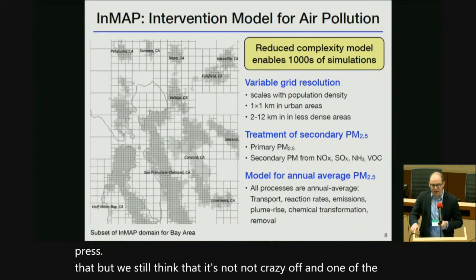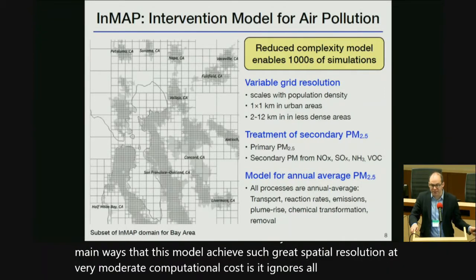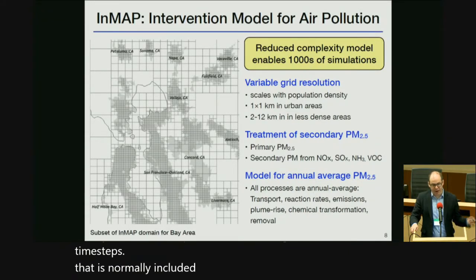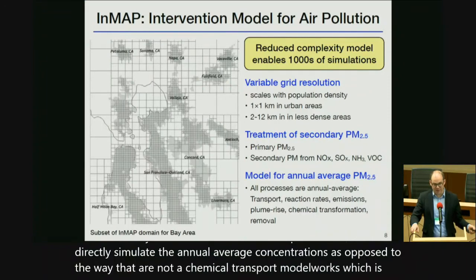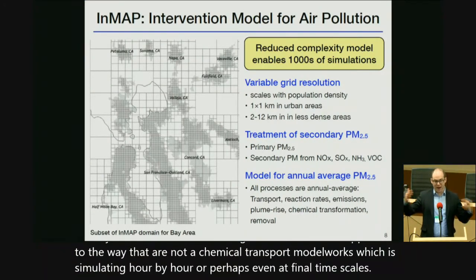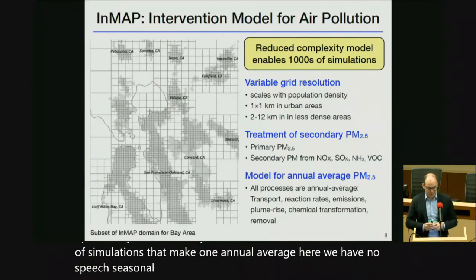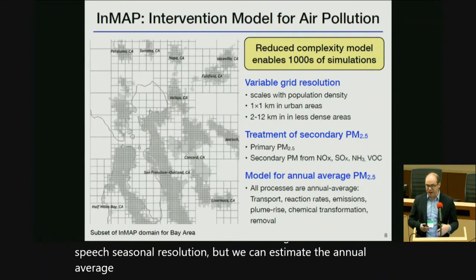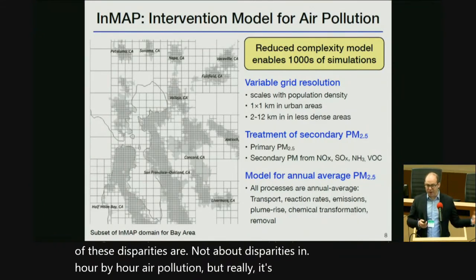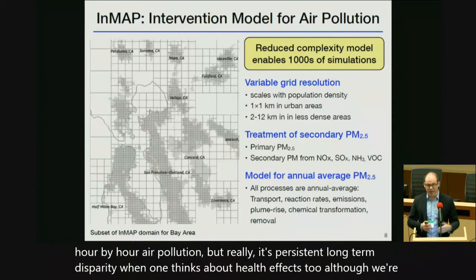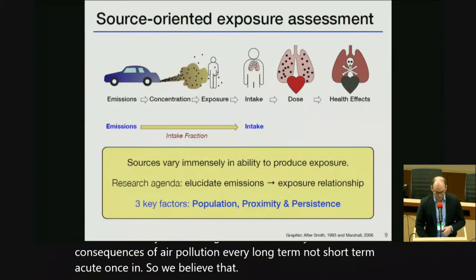And one of the main ways that this model achieves such great spatial resolution at very moderate computational cost is it ignores all the fine time steps that are normally included in a chemical transport model. So it directly simulates annual average concentrations, as opposed to the way that a normal chemical transport model works, which is simulating hour by hour, or perhaps even at finer time scales, up to an entire year. And then you have these thousands of hours of simulations that make one annual average. Here, we have no seasonal resolution, but we can estimate the annual average directly. And we believe that's appropriate because many of these disparities are not about disparities in hour-by-hour air pollution, but really this persistent long-term disparity. When one thinks about health effects too, although we're not directly considering health here, many of the health consequences of air pollution are really long-term, not the short-term acute ones. And so we believe that that's a reasonable simplification.